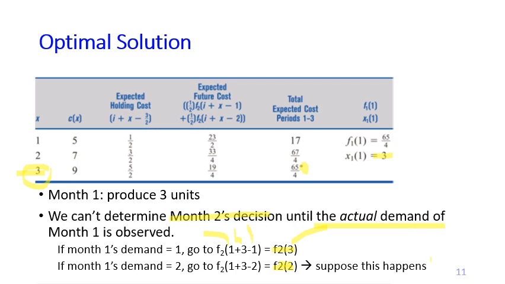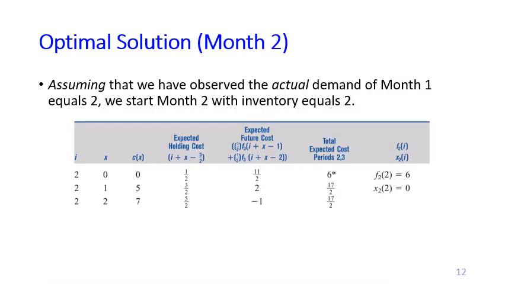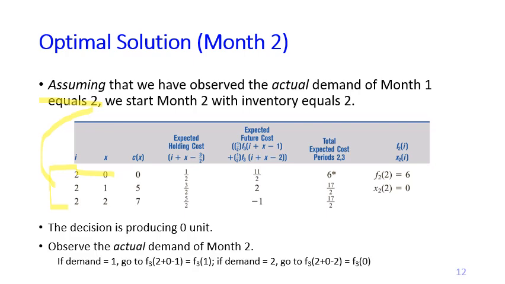Now suppose this happens. Assuming that the demand of month 1 equals 2, we will start month 2 with the beginning inventory equals 2. From here you see that it would be best to produce nothing if this is the case. So the decision for month 2 is producing 0 units.